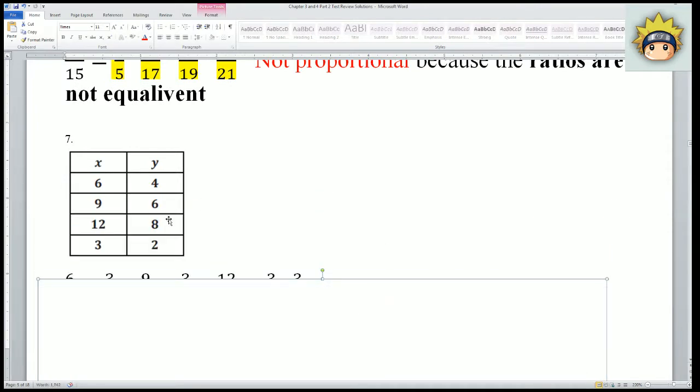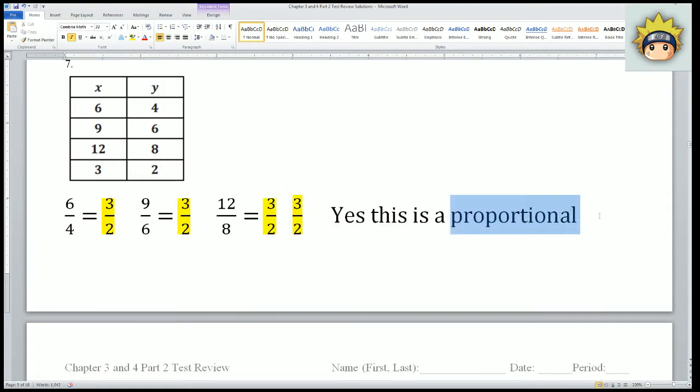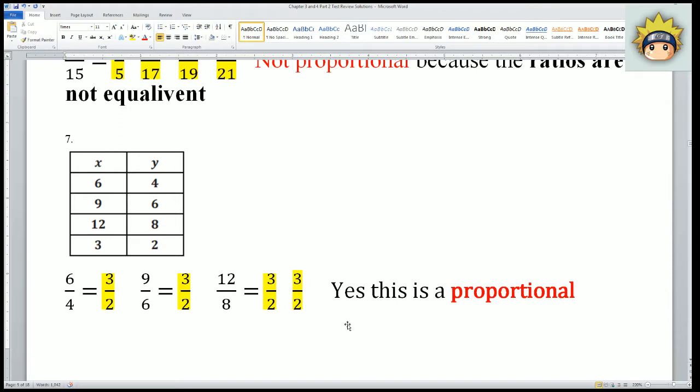Next, here's your chart. 6 over 4, 3 over 2. 9 over 6, 3 over 2. 12 over 8, 3 over 2. And the last one, just 3 over 2. Here are your 4 ratios, and I simplified them. I noticed that they are all equivalent ratios. Because they're all equivalent ratios, we would say that they are proportional. Good? Alright, that covers the proportional and non-proportional relationships for the Chapter 3 and 4 Part 2 test review.